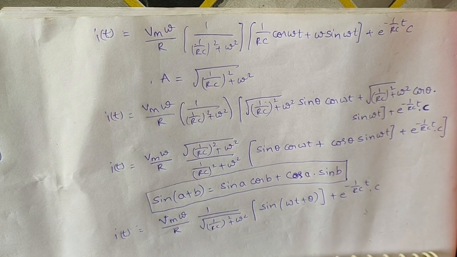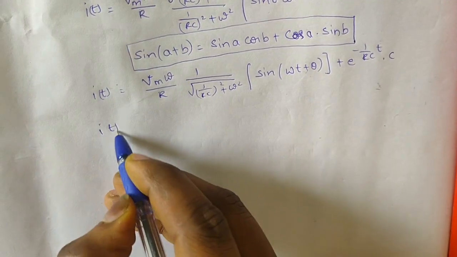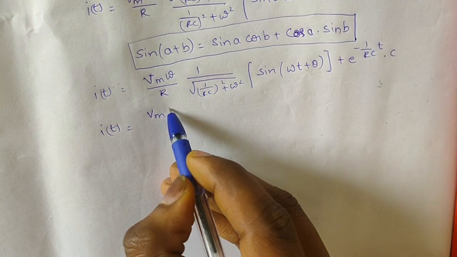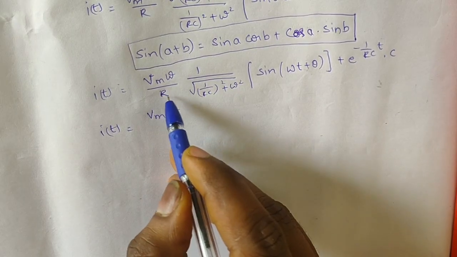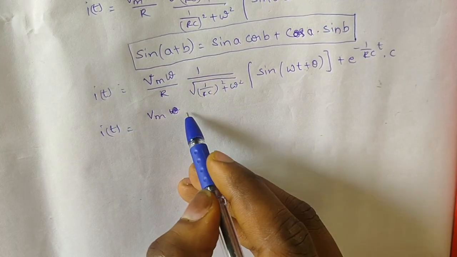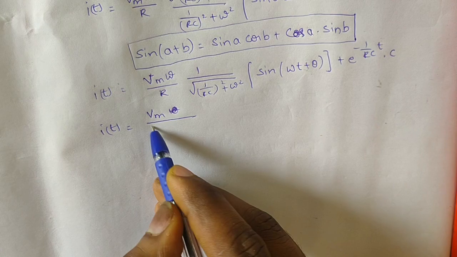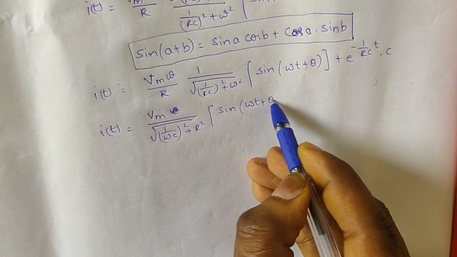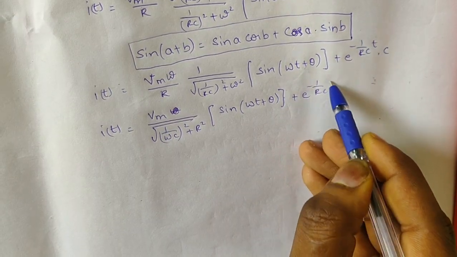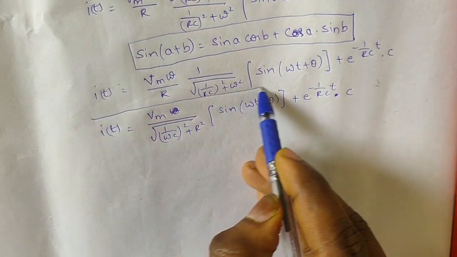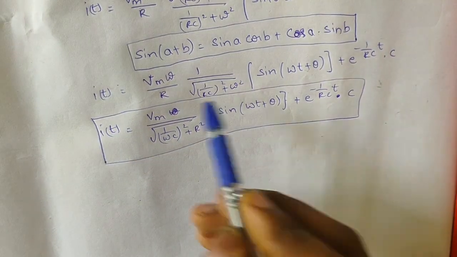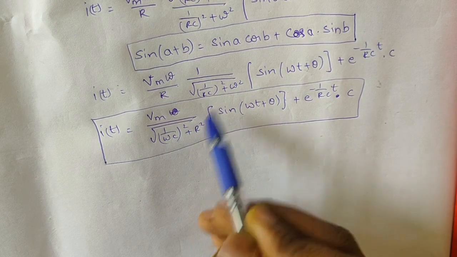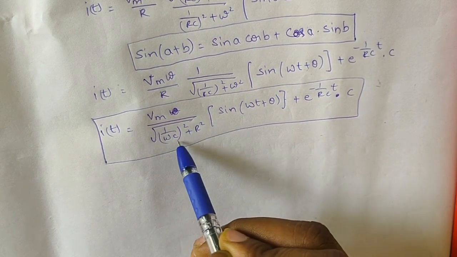So further, from this equation, if we take omega square outside from the root, then that omega will be cancelled with this omega, and if you multiply R inside, then the overall equation will be 1 by under root of (1 by omega C) whole square plus R square, into sin(omega t plus theta) plus e power minus 1 by RC into t into C. If you calculate omega R into 1 by under root of (1 by RC) whole square plus omega square, then we will be obtaining this concise value. This is nothing but Z.